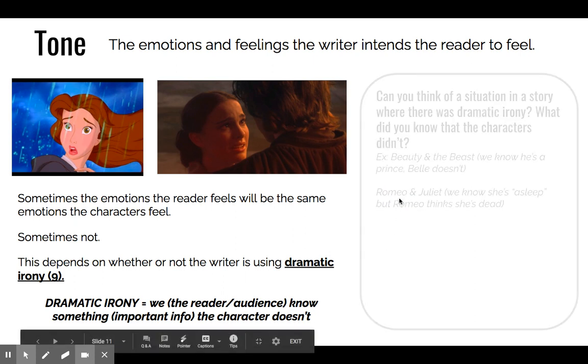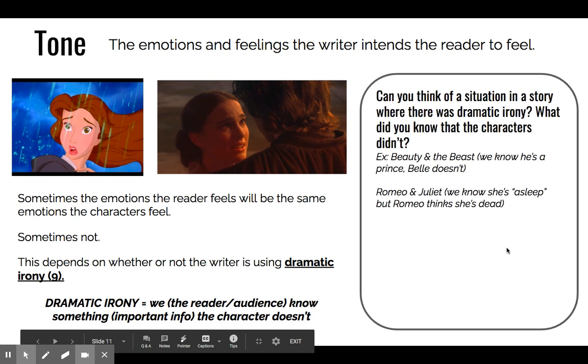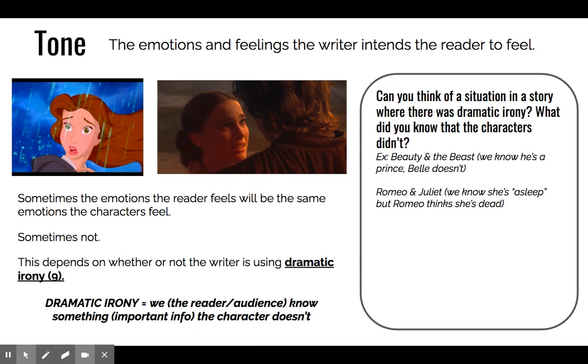So what I want you to do is think about a situation in a story where there's dramatic irony. I have two examples here. We've got Belle from Beauty and the Beast. If you think about it, during this whole entire story, she has no idea that the Beast is really a human prince. There was a spell. She doesn't know. And then Romeo and Juliet. Romeo thinks that she is dead, and she's really not. She's just asleep, but we know that, and it's very suspenseful.